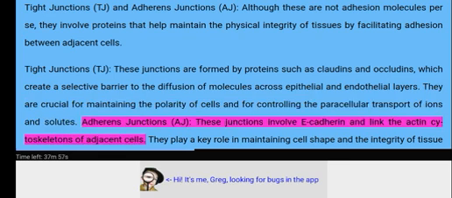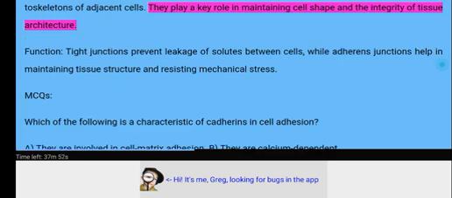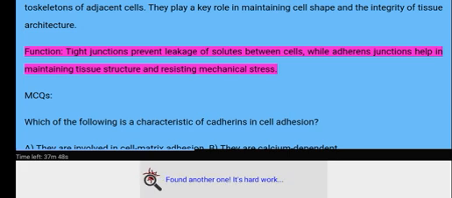Adherens junctions, AJ: these junctions involve E-cadherin and link the actin cytoskeletons of adjacent cells. They play a key role in maintaining cell shape and the integrity of tissue architecture. Function: tight junctions prevent leakage of solutes between cells, while adherens junctions help in maintaining tissue structure and resisting mechanical stress.